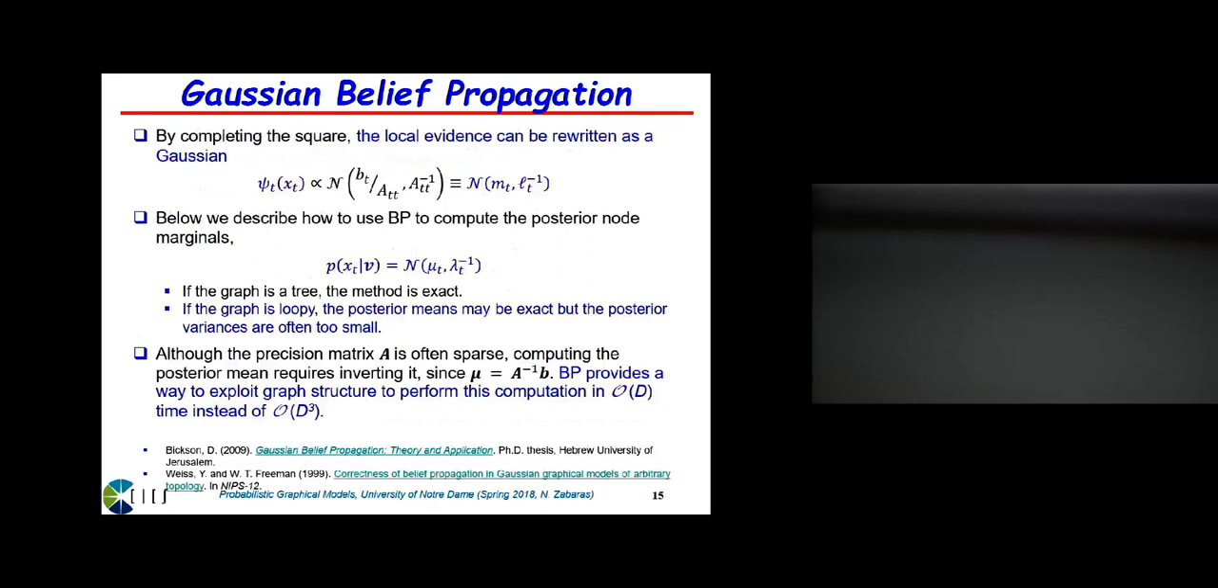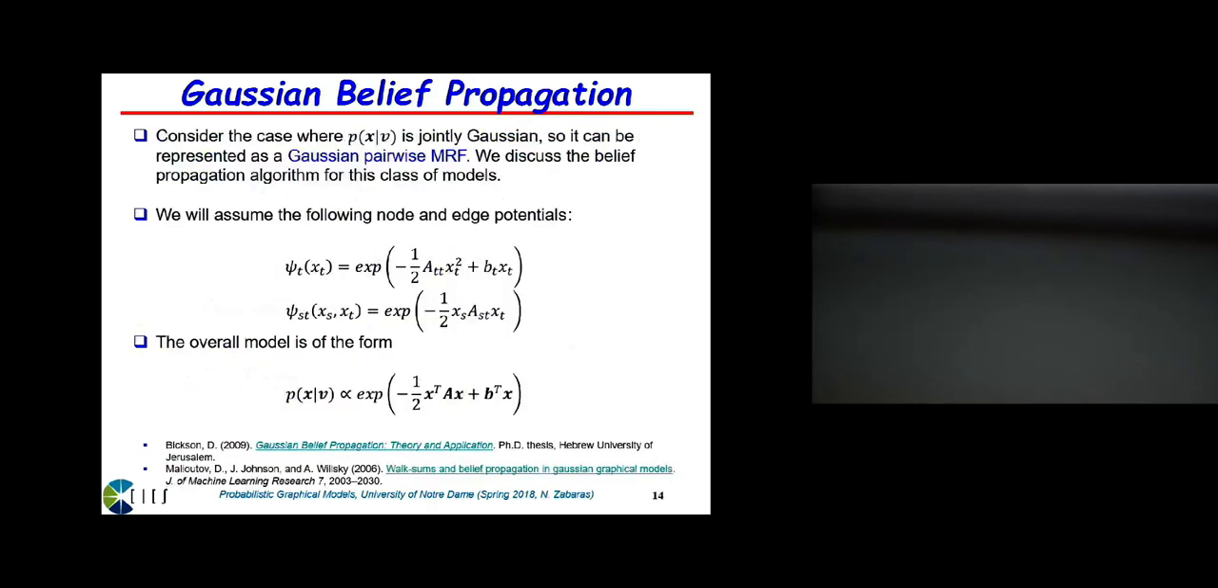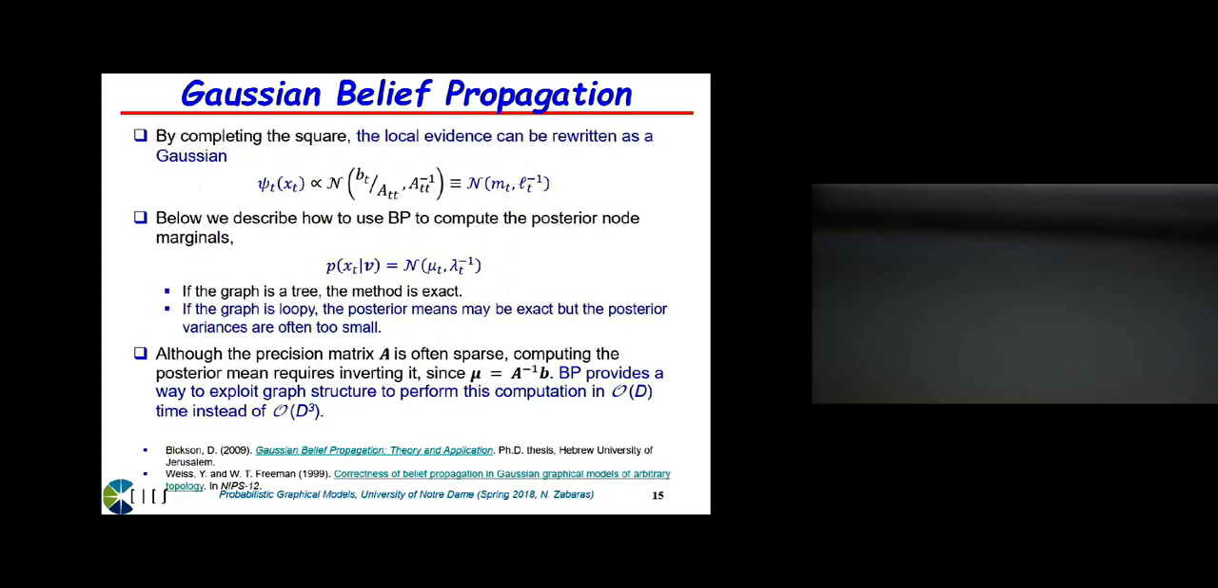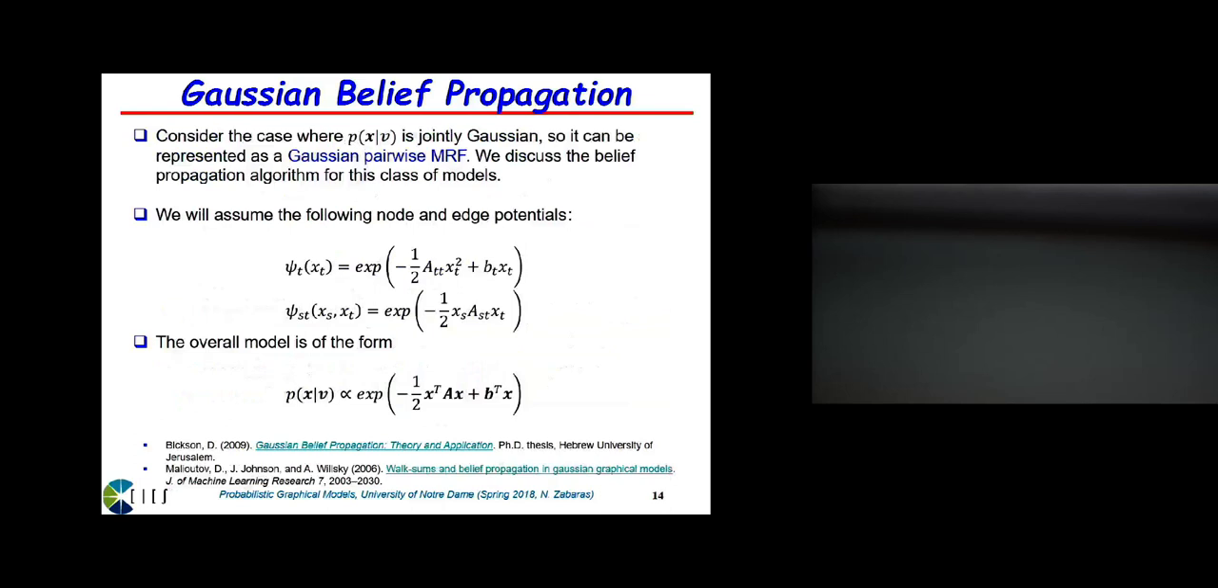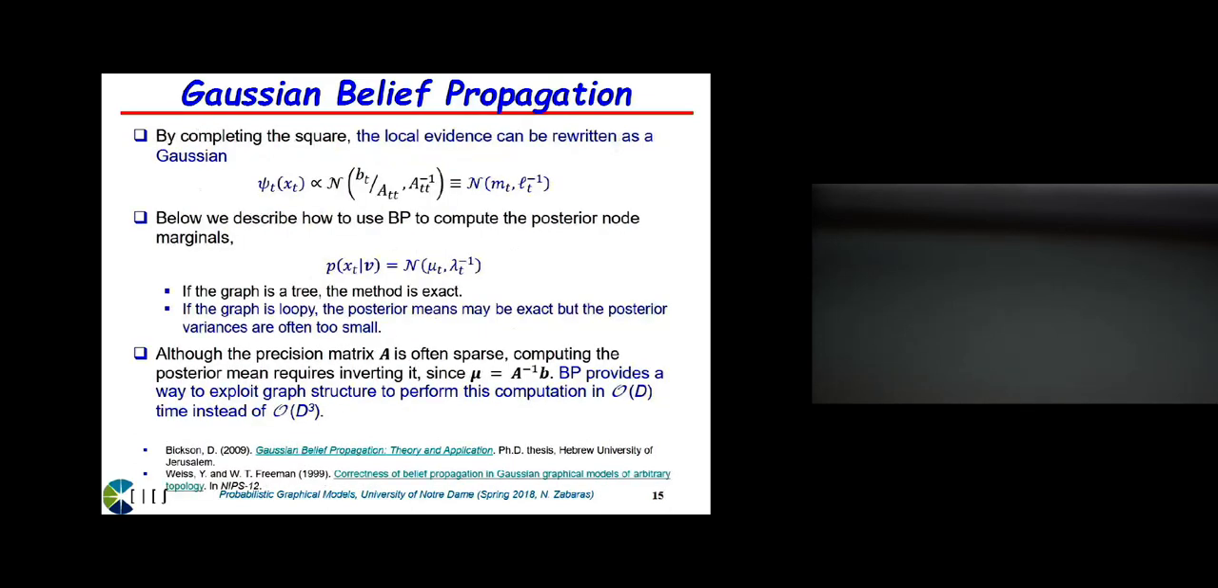With Gaussian distributions. So here is the idea. The self-potential that I wrote here, if you complete the square, is a Gaussian. So the mean and the precision are written here explicitly. The marginals at every node also turn out to be Gaussians, because if the joint is a Gaussian, obviously all the marginals will be Gaussian. So what is of interest is to calculate mu t and lambda t.